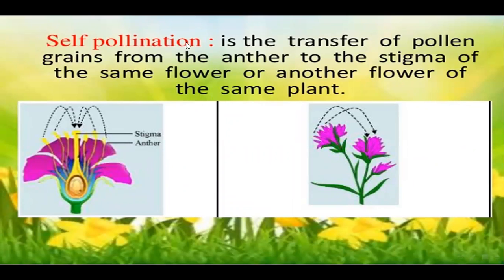Again, here you see the definition of self-pollination. It is the transfer of pollen grain from the anther to the stigma of the same flower or another flower of the same plant. So that is called self-pollination.